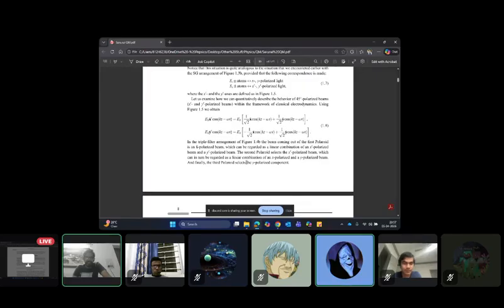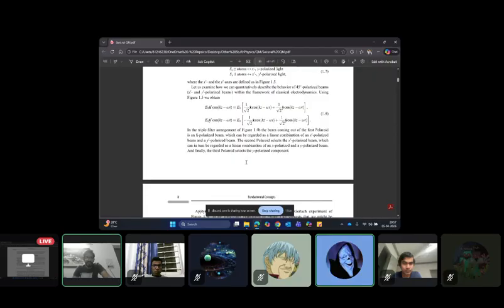In the triple filter arrangement of figure 1.4b, the beam coming out of the first Polaroid is an X hat polarized beam, which can be regarded as a linear combination of an X prime polarized beam and a Y prime polarized beam. The second Polaroid selects the X prime polarized beam, which can in turn be regarded as a linear combination of an X polarized and Y polarized beam. And finally, the third Polaroid selects the Y polarized component.